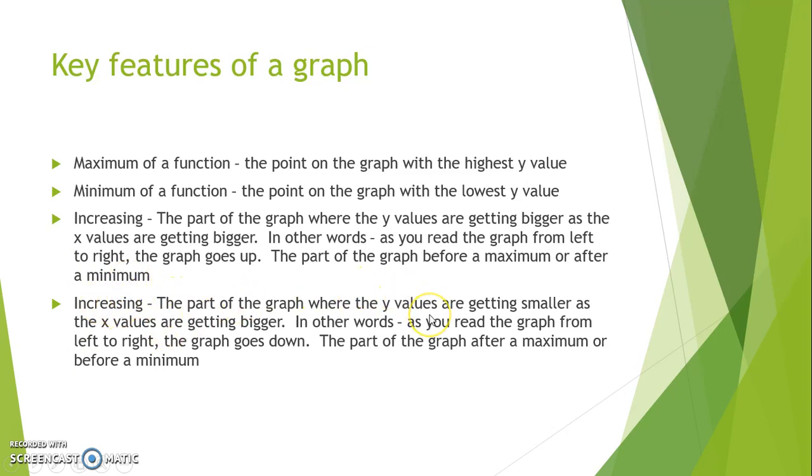The part of the graph where the y values are getting smaller as the x values are getting bigger. In other words, as you read the graph from left to right, the graph goes down. It's the part of the graph after the maximum and before the minimum.